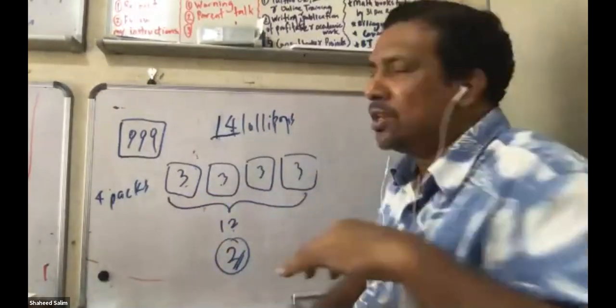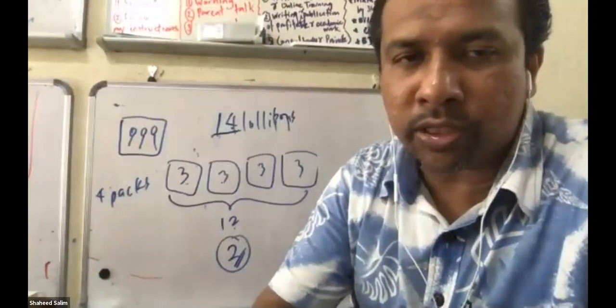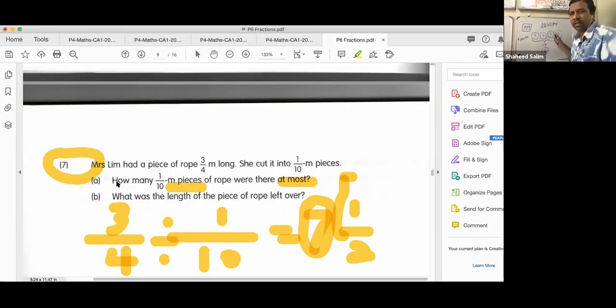So now we change it to fractions. Same thing, this question. Can you see my screen still? So now we take this rope. This one is a rope of 3/4 at first. Then inside, it is cut, every piece is 1/10. How many pieces? We don't know, but we can find out. How do we find it?